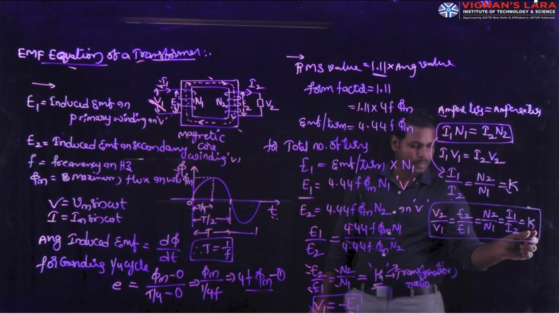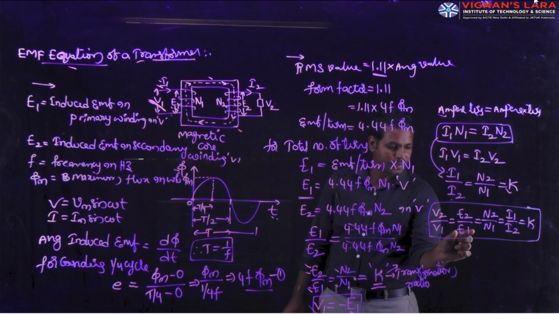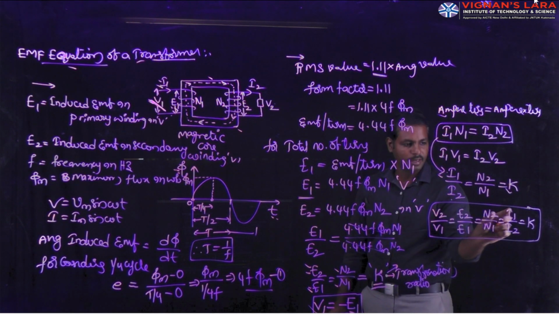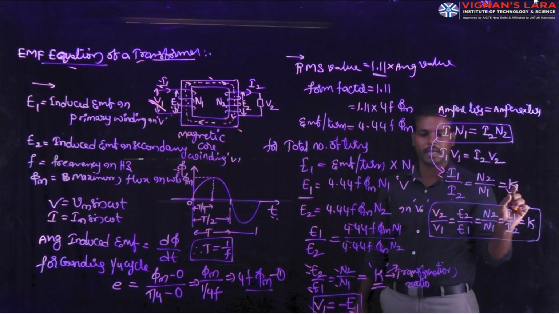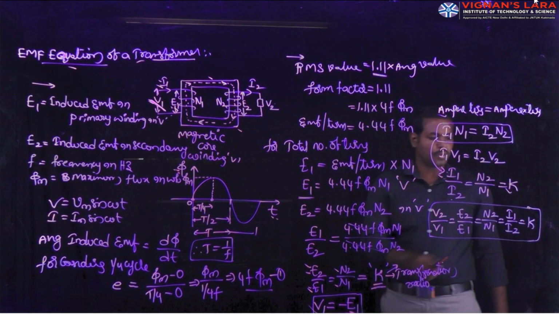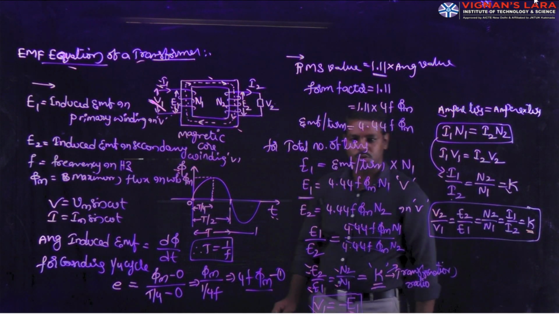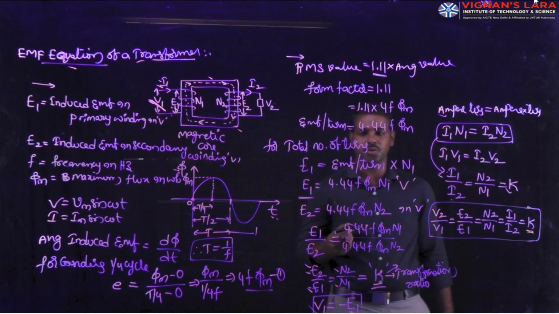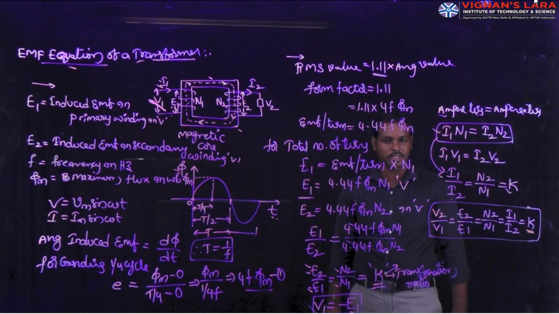So K is always equal to output voltage by input voltage, secondary induced EMF divided by primary induced EMF, number of turns in secondary divided by number of turns in primary. Input current divided by output current, or primary current divided by secondary current, is equal to K. So we can easily identify the transformation ratio of a transformer as E2 by E1, V2 by V1, N2 by N1, I1 by I2. I1 by I2 comes from the ampere turns of the primary being equal to the ampere turns of the secondary.